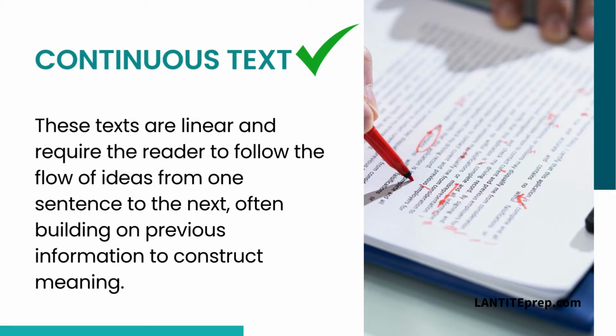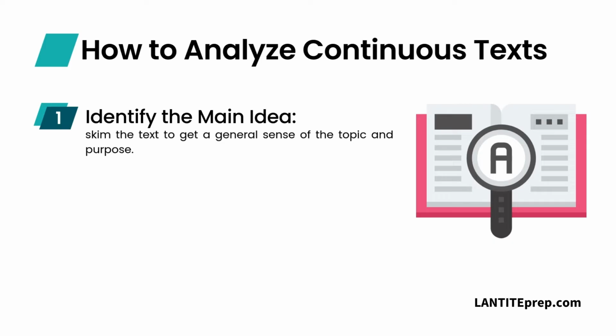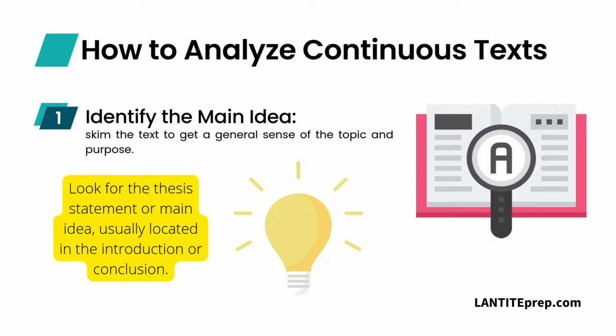Next, let's set you up with some exam taking strategies: how to approach and analyze continuous text once you've identified this kind of text. First, identify the main idea by skimming the text to get a general sense of the topic and purpose. Furthermore, look for the thesis statement or main idea, usually located in the introduction or conclusion.